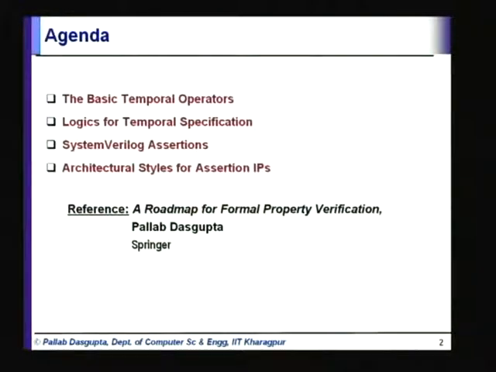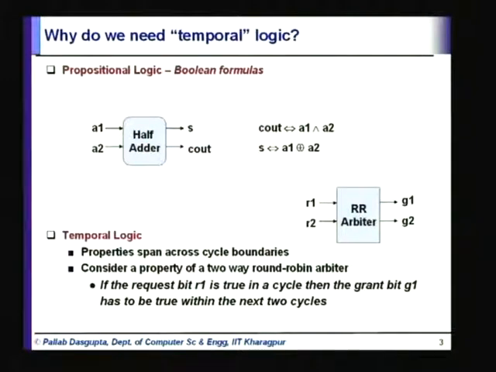And the reference that I am going to follow here is mostly from my book. So, why do we need temporal logic? Let us look at it. The bulk of the design that is done is based on Boolean logic, right. So what we have is essentially Boolean formulas, like for a half adder, if you have the two operands and the carry out and the sum, then you can express the carry out and the sum as Boolean functions like this. And when you have state machines, then you can still define that in terms of Boolean functions, where you have the state machine as a combination.